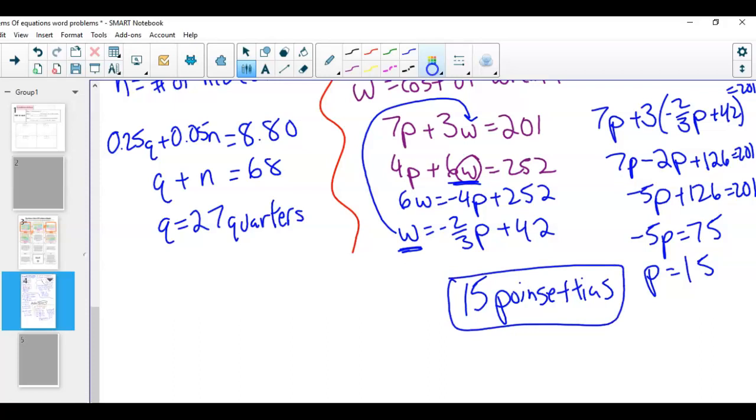It was asking for how much is a poinsettia. So instead of choosing P to solve for, I chose one of the W's to solve for. That way I would end up with a P. And you could do it the other way too. Start solving and solve for P instead of W right here. But then you'll have to go back and put P into W, or put W back into P and figure out what P is.